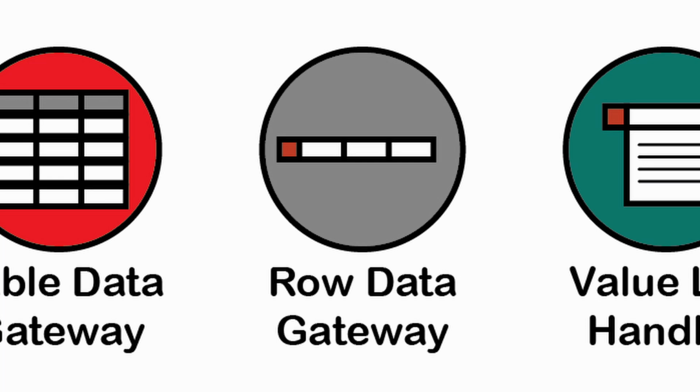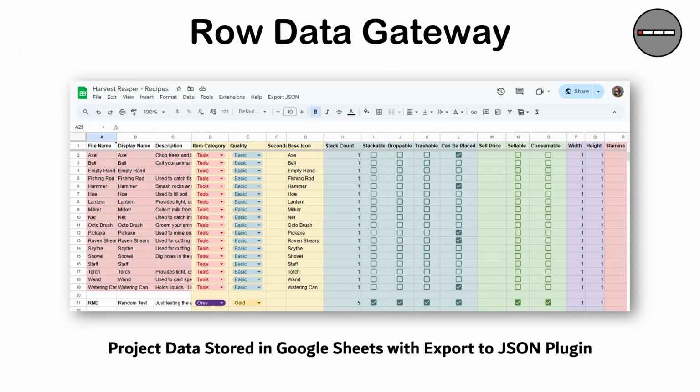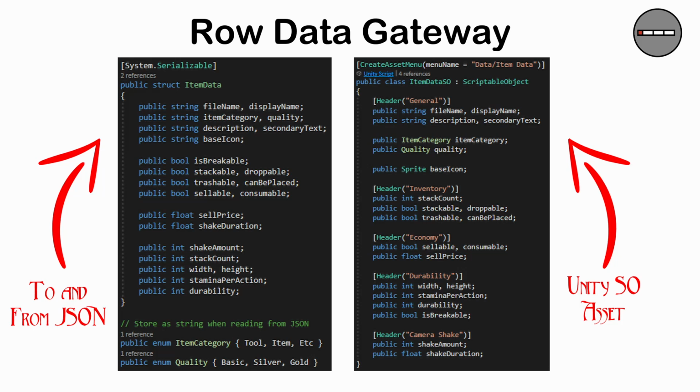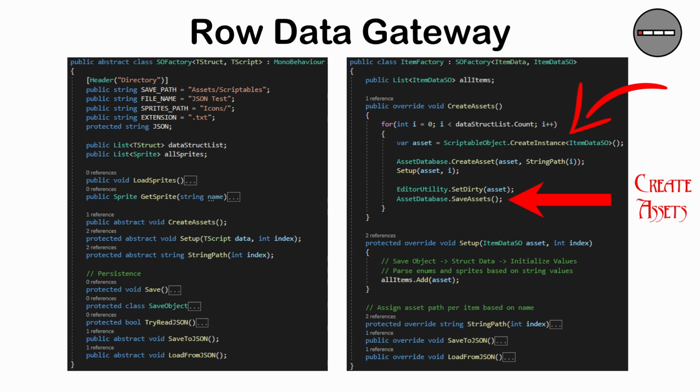Row Data Gateway. In this pattern, each row of a database represents an object, where each column is some property of that object. The object itself is generally only responsible for CRUD operations. It's used as an access point for data, rather than the object being responsible for more generalized behavior. In some instances, it can also handle saving and loading.